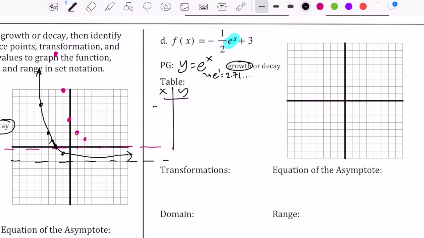Our table for that, again, this is the one that you have to memorize. So we got 0.1, 0.41, 2.7, and 7.4. Okay, transformations, we have reflect over the x-axis.